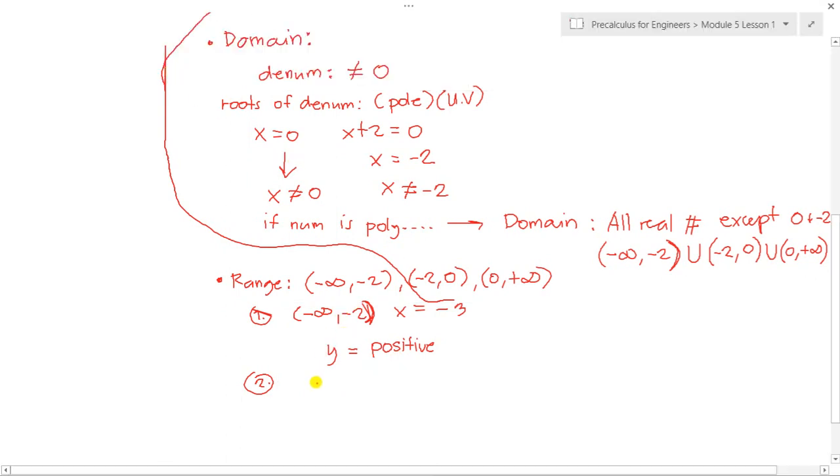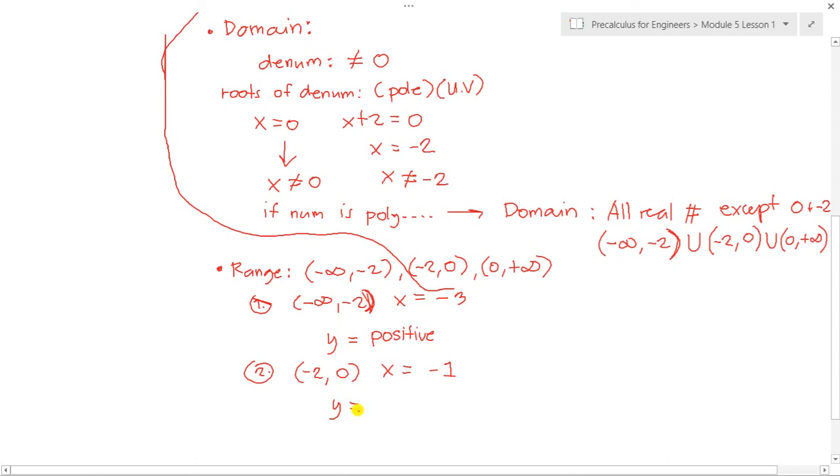Okay. So let's test the second interval. Pag-test natin is per interval. So the second interval is between negative 2 and 0. So we assign values between negative 2 and 0, let's say negative 1. So here we substitute again in the function. So let's say 2 times 1 plus 1, then divide by negative 1 times negative 1 plus 2. So the resulting answer is negative 4. So therefore, negative ang answer. So this is negative.